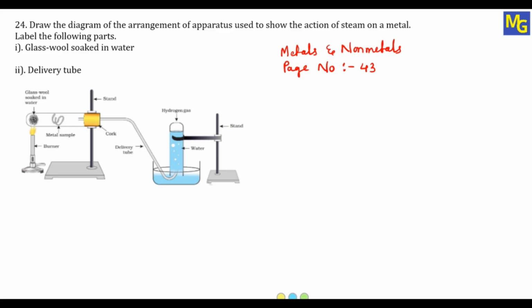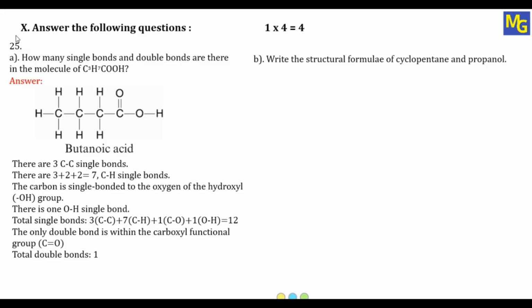Now we are going to move on to the next question. The next question is in section 10. Answer the following question. We have to answer only one question here, which carries 4 marks. So this is the last question of this section, that is Part B Chemistry, question number 25. So we will see the question. This question is divided into A, B and C. So first we will see A.